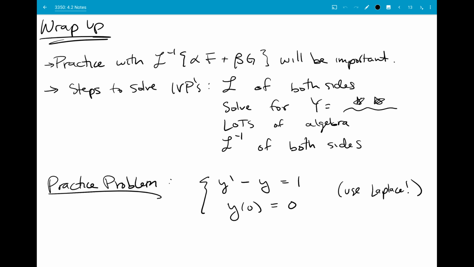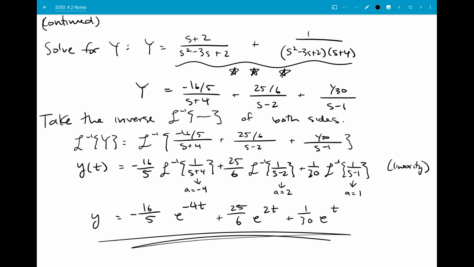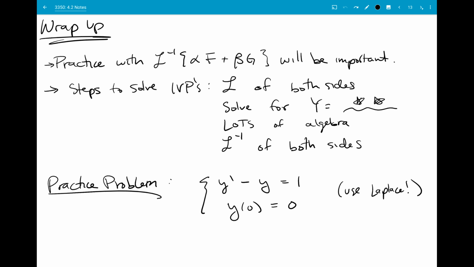And so I wrote right here the wrap up where I said that we practiced with inverse Laplace transforms using linearity because that's important. Taking the inverse Laplace transform is how we get to the solution y of t in all of these examples. So we need to be able to do that accurately.